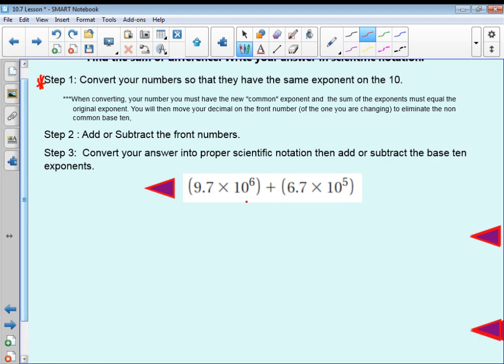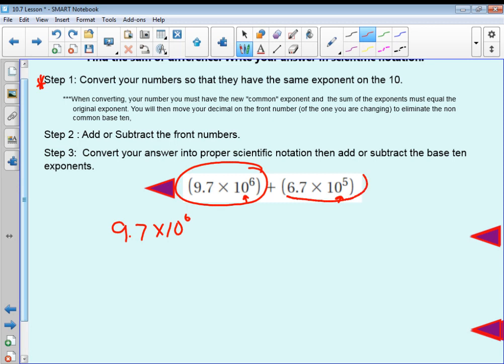Okay, so we're going to look first. Do we have the same exponent? No. Which one do we want to use? I tend to use the one with the bigger exponent, but it really doesn't matter. So I'm going to keep this front one. That's going to stay. 9.7 times 10 to the 6.